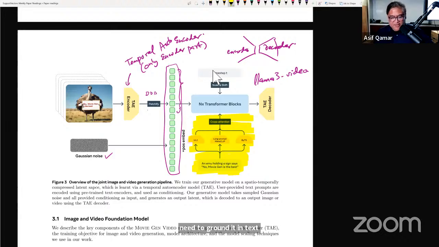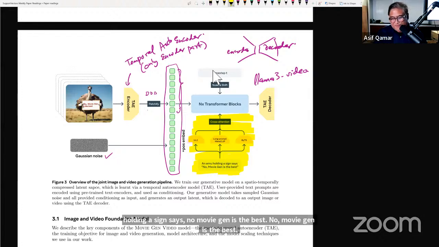here is the joint image and video generation pipeline. So you are giving a video and the description of the video, right? Emu holding a sign that says, "Movie Gen is the best." So here's your Emu.